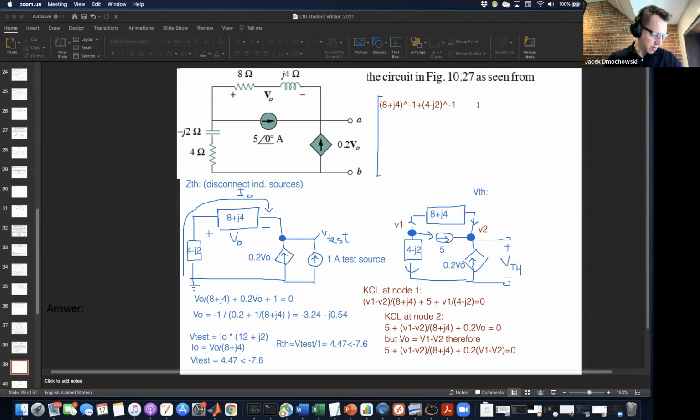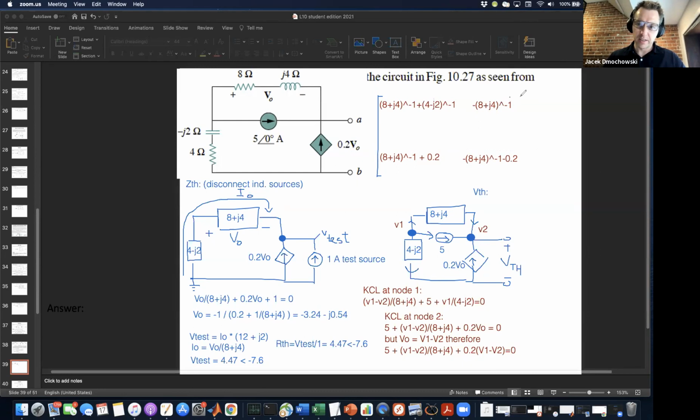And the second coefficient is just minus (8 plus j4) inverted, negative 1. Put that over here. This coefficient becomes (8 plus j4) inverted plus 0.2. And this coefficient becomes negative (8 plus j4) inverted minus 0.2. Okay. And so that's our mixing matrix.